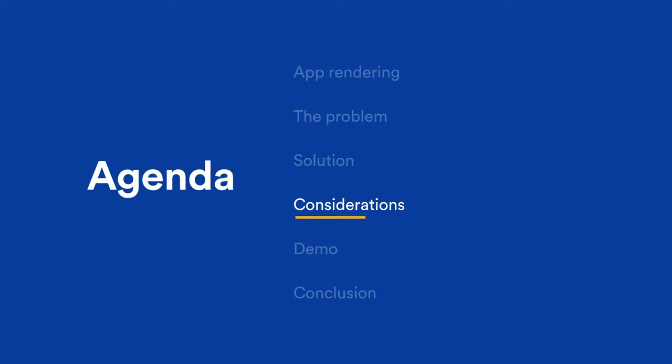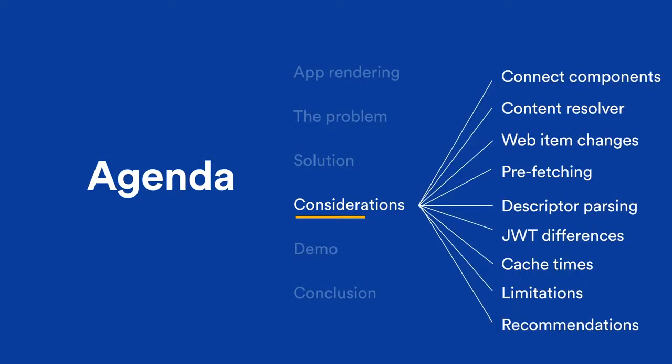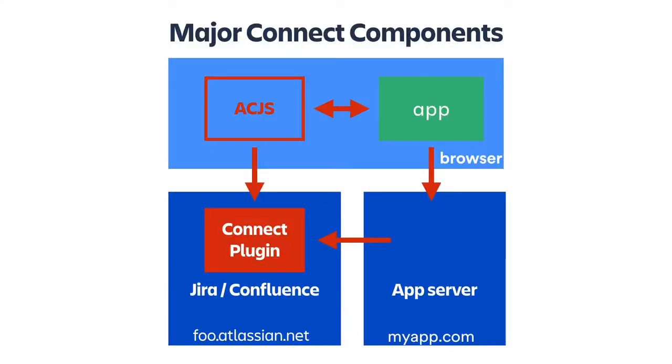Okay, so there are some other considerations also worth talking about. Actually, there's quite a few considerations. Before digging into some of the details, here's a simple component diagram providing an overview of Connect. Connect has a client-side component called ACJS, which is short for Atlassian Connect JavaScript. The Connect plugin comprises Java code which provides the product with everything it needs to know about what apps are installed and what their features are.